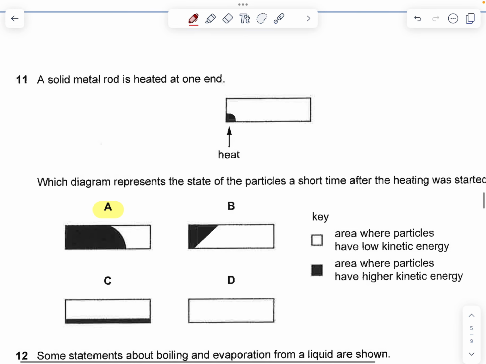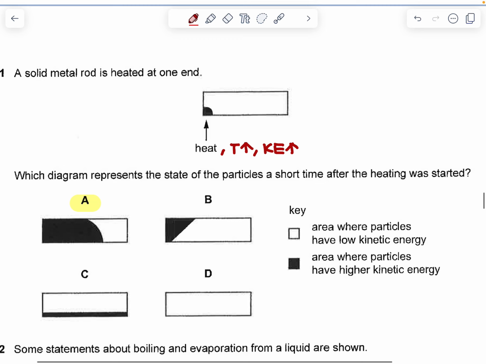Question 11. A solid metal rod is heated at one end. When you heat something, the temperature increases, and the kinetic energy of the particles increases. They vibrate more quickly. So which diagram shows the state of the particles after a short time after the heating was started? The black area is the one with high KE. So it's A. And it's actually due to conduction.